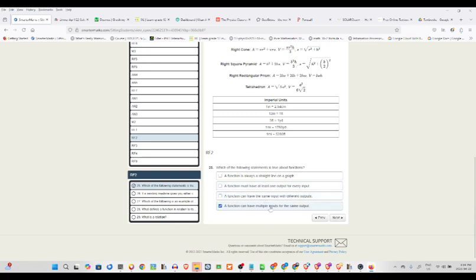Multiple inputs for the same output. That's allowed. Each input can have one output, but every input can have the same output. Y equals 3 is a function. It passes the vertical line test, and every possible input gives you the same output.